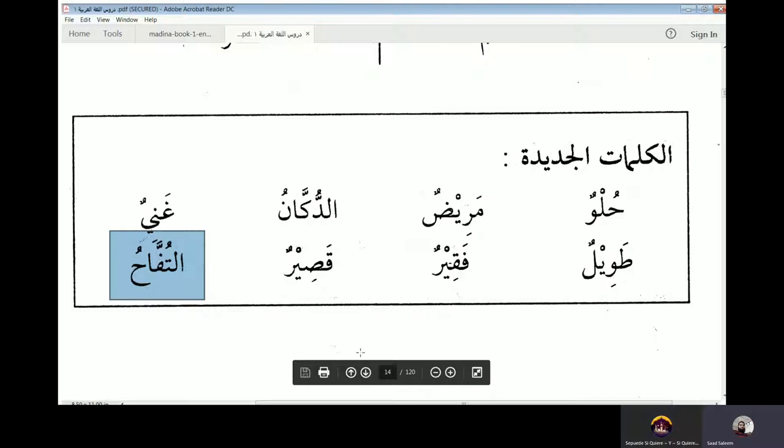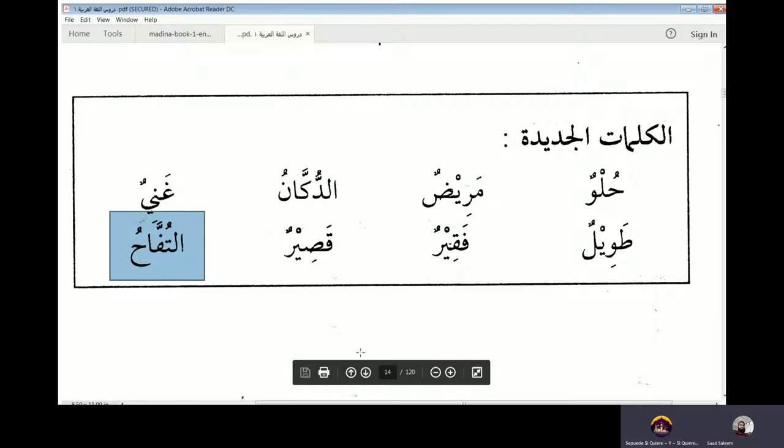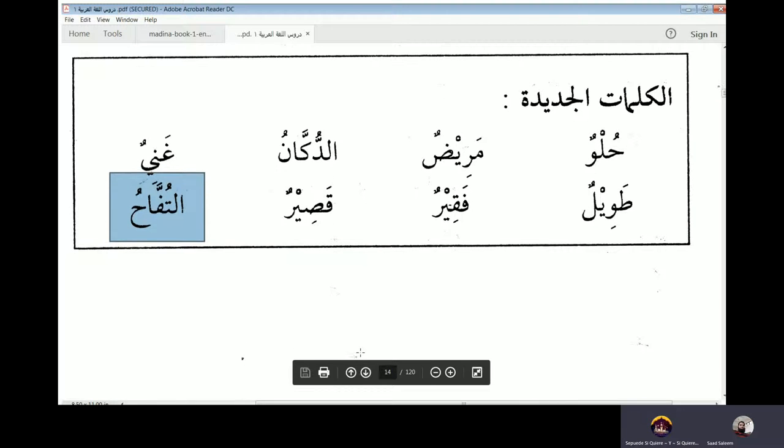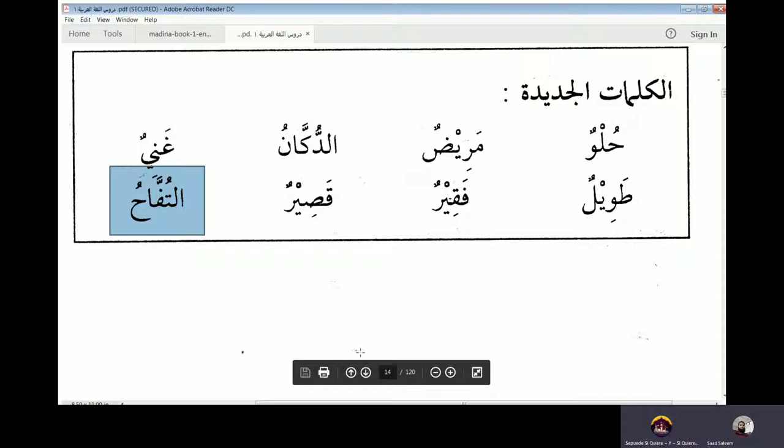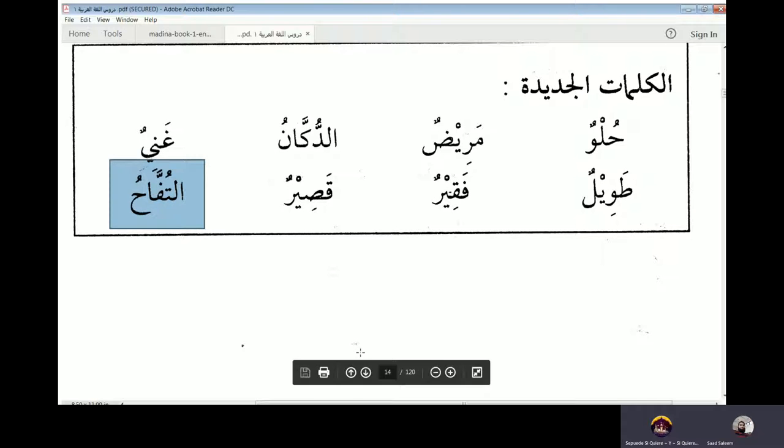At-tufahun. At-tufahun is, wait, don't tell me, I know. It's sweet. It is a fruit. Delicious. It is a fruit name. Oh, the apple. Yes. Apple.